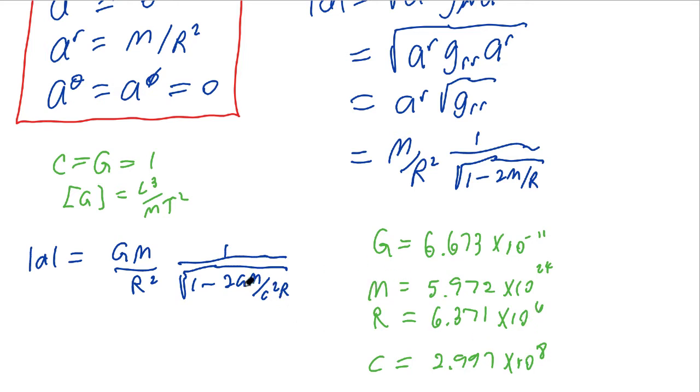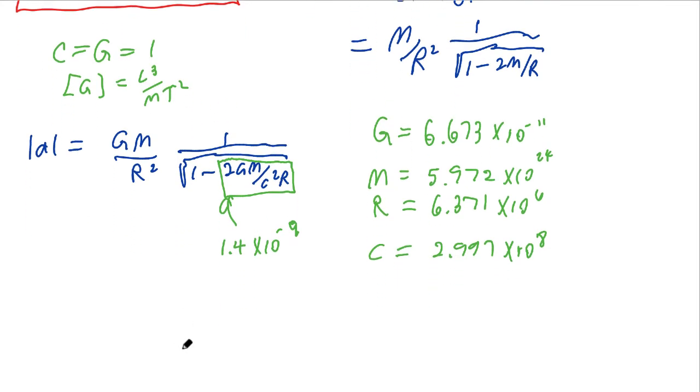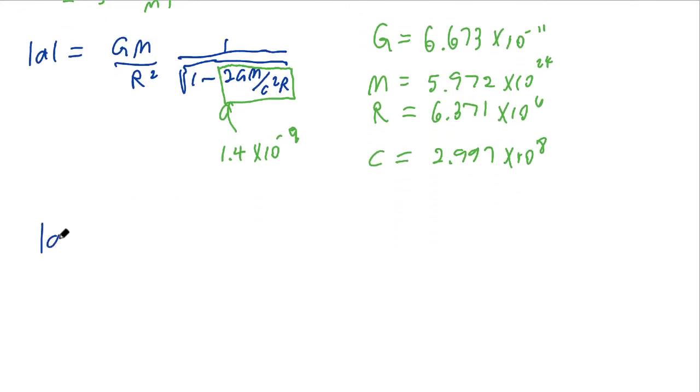So if we plug these numbers in, first of all, we find this term is about 1.4 times 10 to the minus 9. So this term is very small. In fact, we can ignore it. 1 minus this is approximately 1. So our answer to a good degree of approximation for the magnitude of the acceleration is approximately GM over r squared. And plugging these numbers in, we find the expected result, 9.8 meters per second squared.